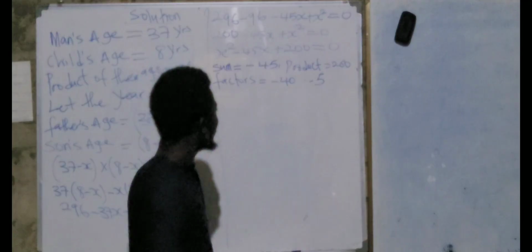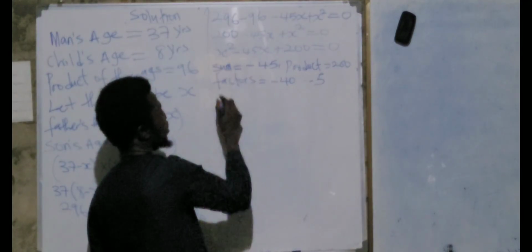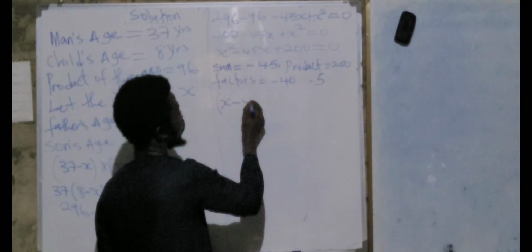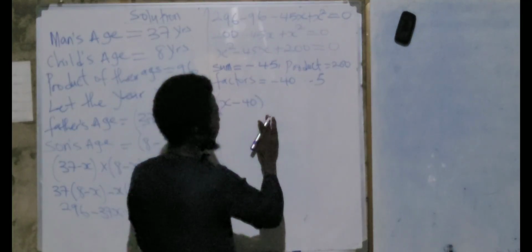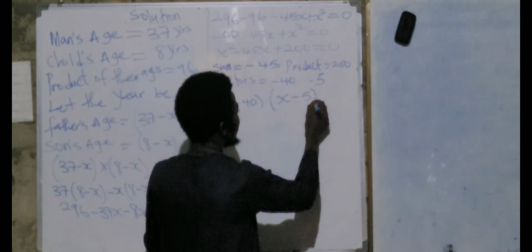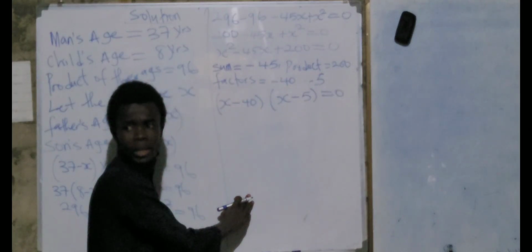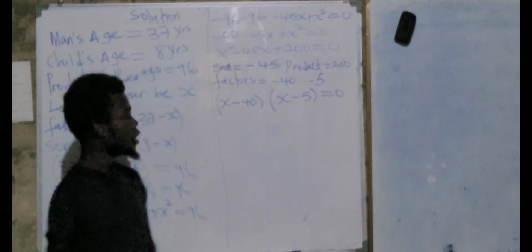45, right? So therefore, into these two brackets, what are the variables here? x minus 40. Are we okay here? And then you have x minus 5 equal to 0. Are we okay here? Are we getting the concept here? Are we lost? No. Okay, we go.